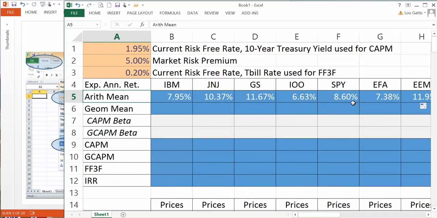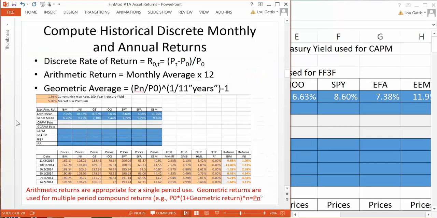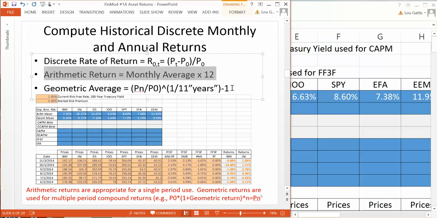Now there's one other historical return that people often use. It's called a geometric mean. So our arithmetic mean is just a monthly average. So if you have 10 months, you divide by 10. In this case, we had 130 some months. We took an average and then multiplied times 12 and got an arithmetic return.